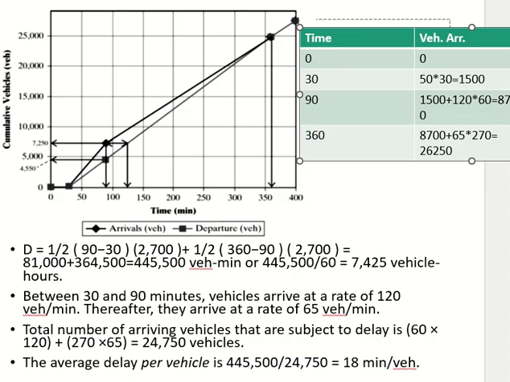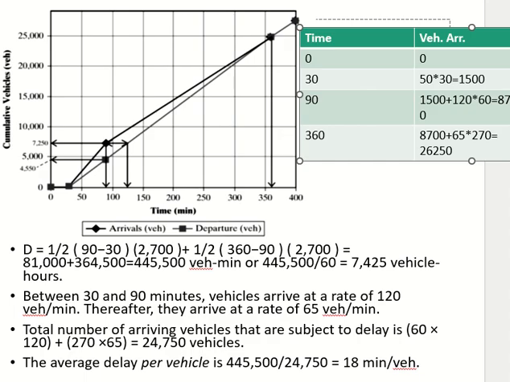So I plotted the arrival line and departure line. I need the difference of areas between them. I divided it into two right angle triangles. Right angle triangle is half base into height. What is my base? The difference of time. What is my height? The difference between the two lines. Clear? So you get these two areas, you add them together, you get total delay. This is my total delay.